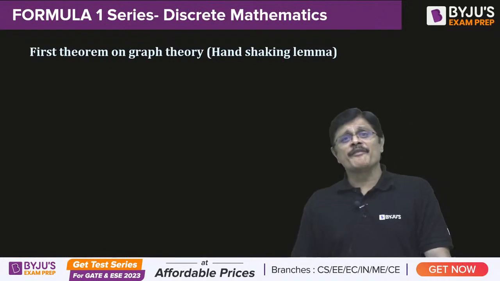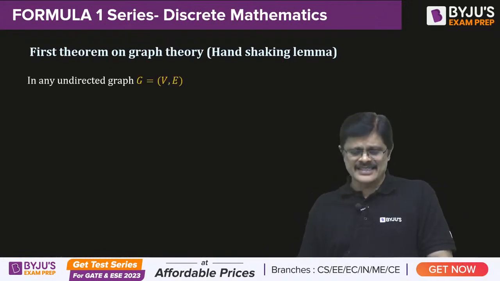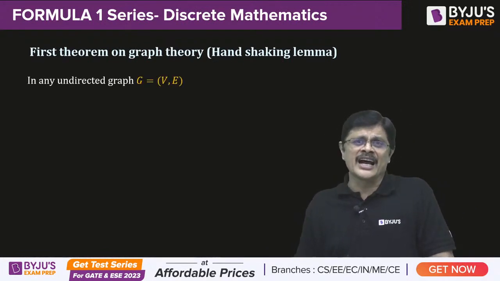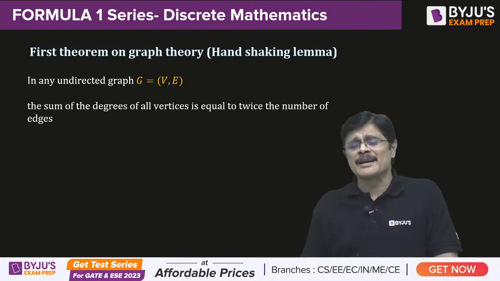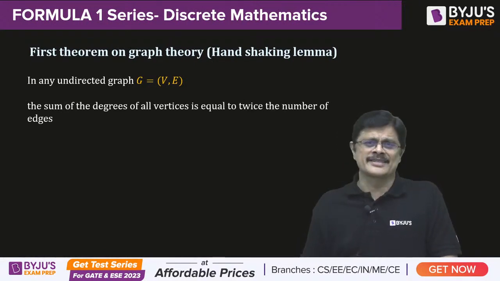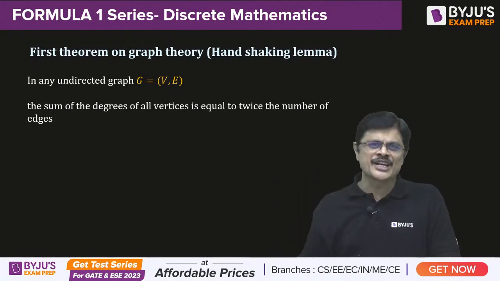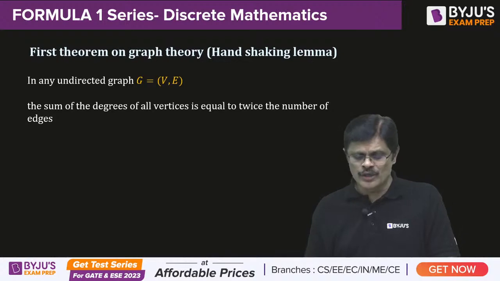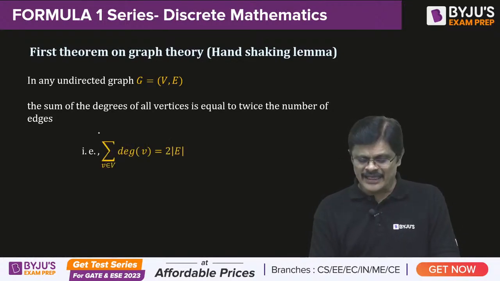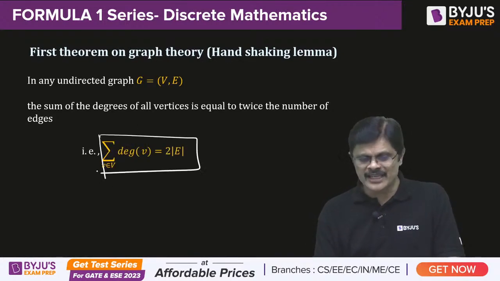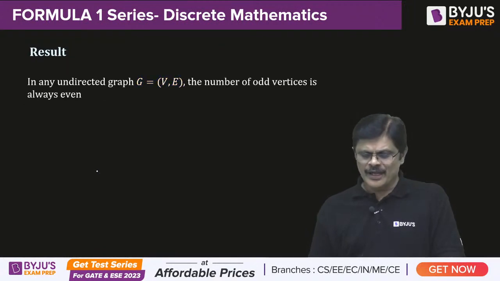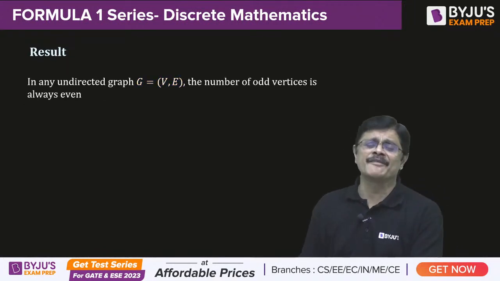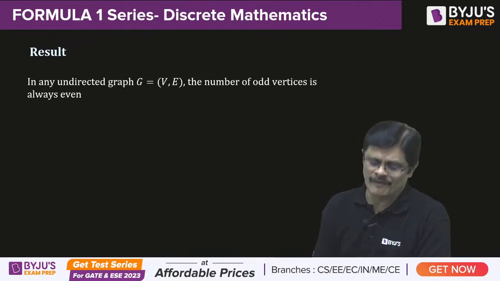The first theorem of graph theory says, in any undirected graph, the sum of degrees of all vertices, where degree means the number of edges incident on a vertex, is equal to twice the number of edges. And it is the most important result, my dear friends. Okay. Now, the second thing is, in any graph, the number of odd degree vertices will always be even.